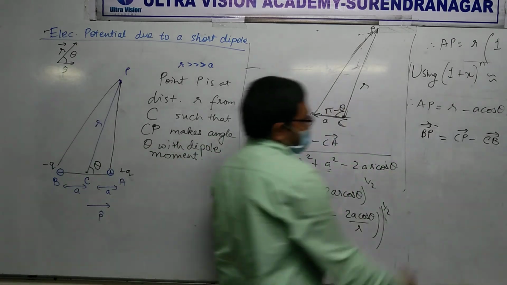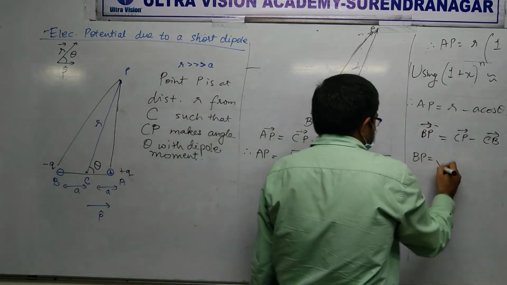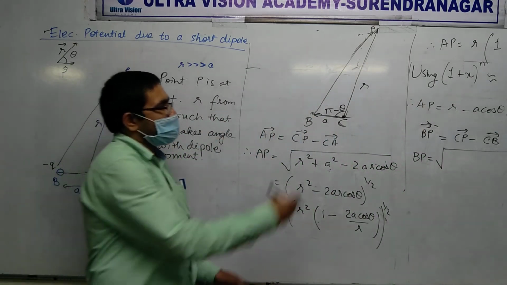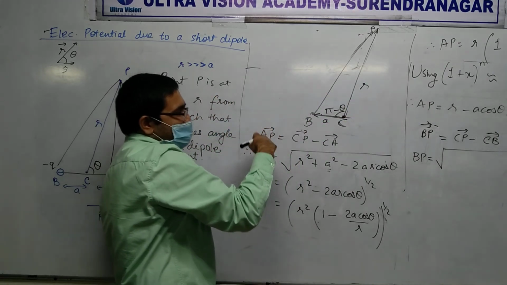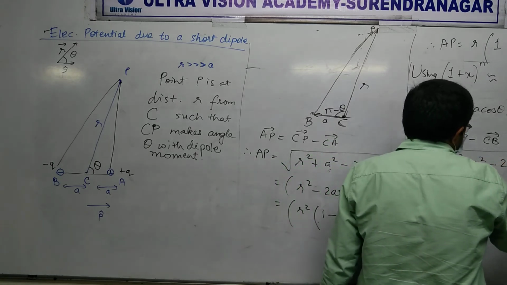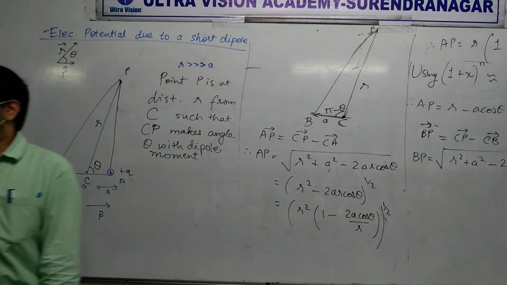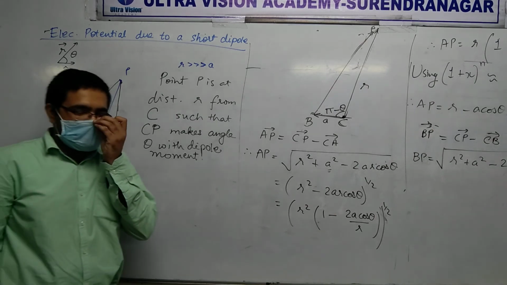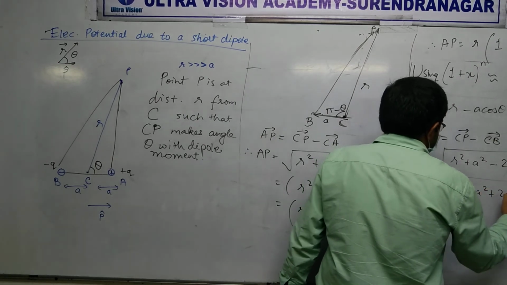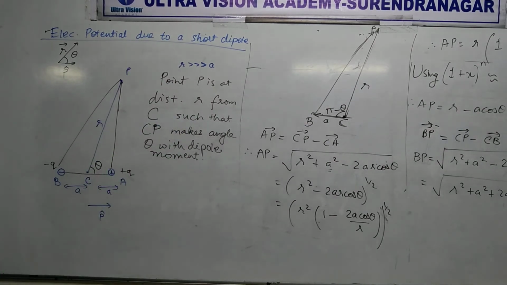Now, we will use the same thing here. So BP equal to, same procedure or not? What's the angle between CP and CB? Pi minus theta. So here look, r square plus a square minus 2ar cos of (pi minus theta), or 180 minus theta. Cos pi minus theta is minus cos theta. Okay, so minus plus. Fine so far. Cos pi minus theta is minus cos theta.